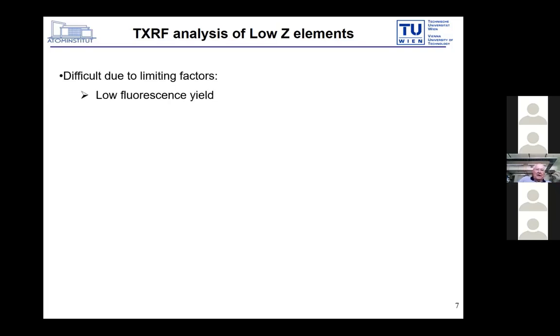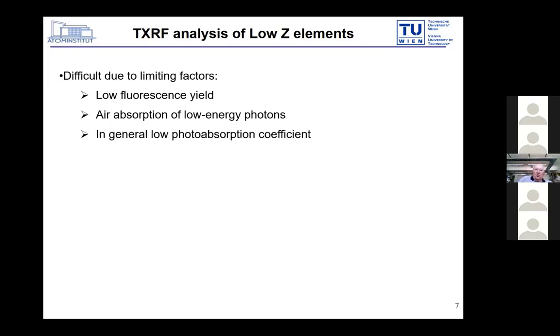We have a low fluorescence yield. We have an air absorption of low energy photons. We have in general a low photo absorption coefficient, because this is depending on the energy between excitation and absorption edge of the element, and the thickness of the detector window, which is the real critical point.